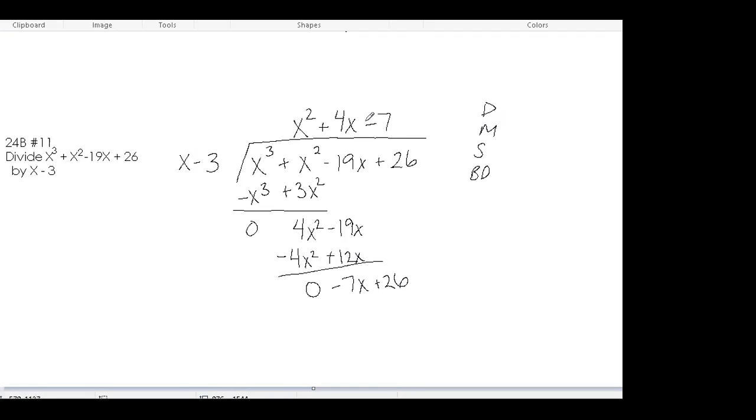Now I multiply. Negative 7 times x is negative 7x. Negative 7 times negative 3, a negative times a negative gives me a positive, and 7 times 3 is 21. Now I subtract. So I just change the signs on both of them. This gives me 0. 26 minus 21 is 5. And now I bring down. There's nothing left. So I'm finished dividing, and I have this left. This is my remainder. So you can just put remainder 5.